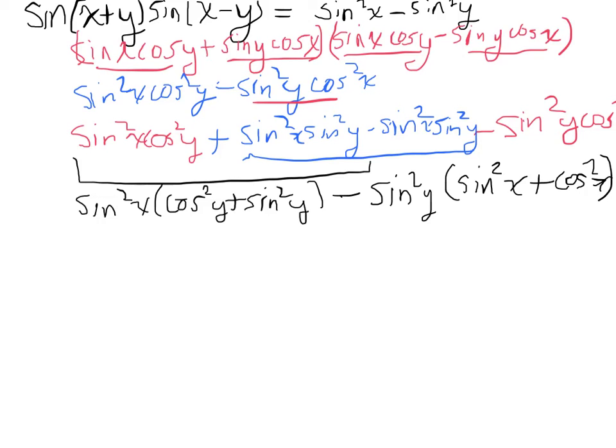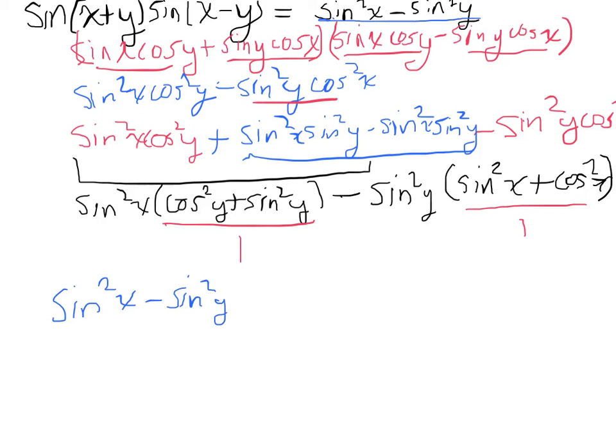But notice this term is just 1 by the Pythagorean identity, and this term is just 1. So what we're left with is sine squared x minus sine squared y. And that's exactly what we had on the other side. So we've proved the identity.